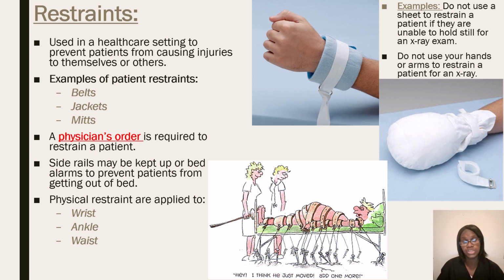Okay, now we have restraints. So this is used in a healthcare setting to prevent patients from causing injuries to themselves or others. Examples of patient restraints, you have belts, jackets, and hand mitts, like the picture above me. A physician's order is required to restrain a patient. Side rails may be up or bed alarms to prevent patients from getting out of the bed.